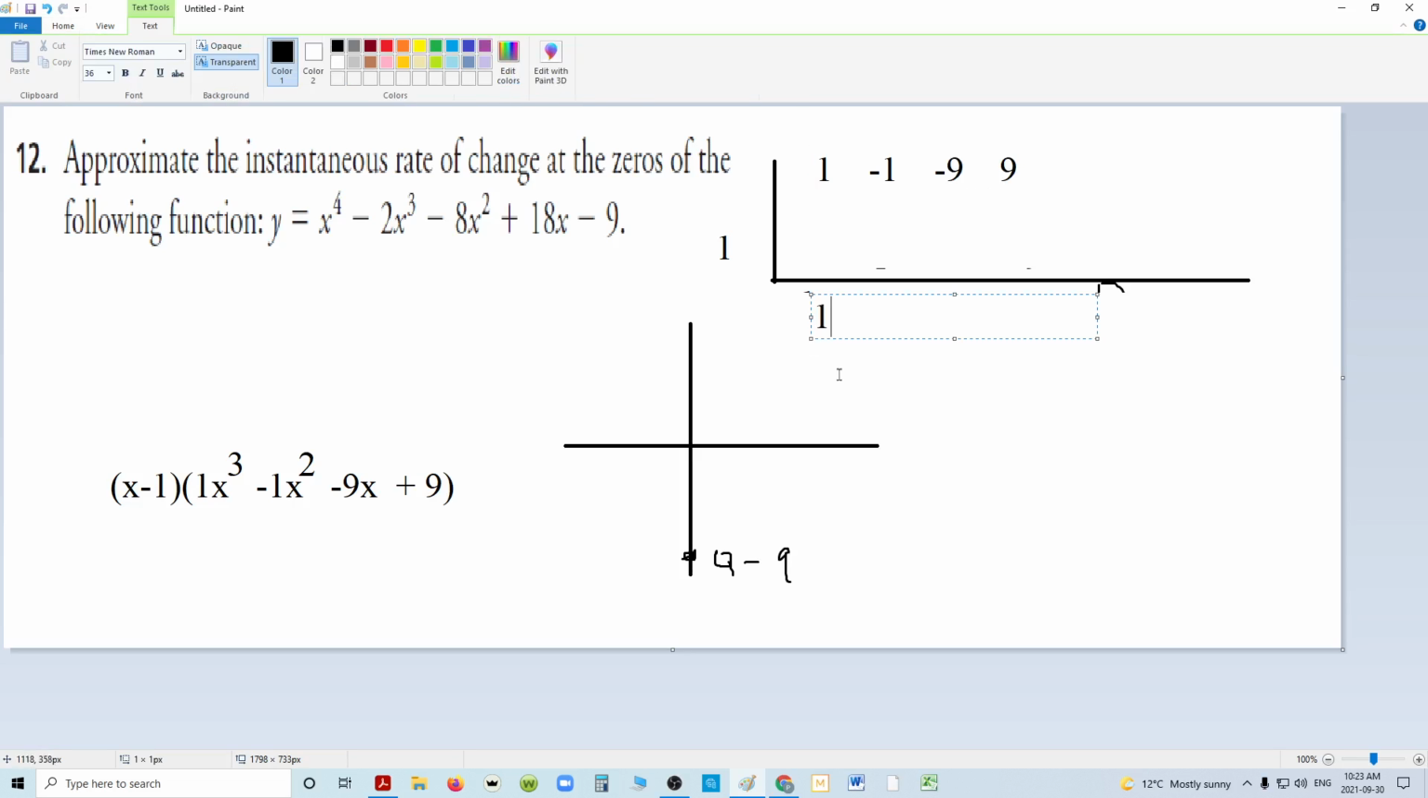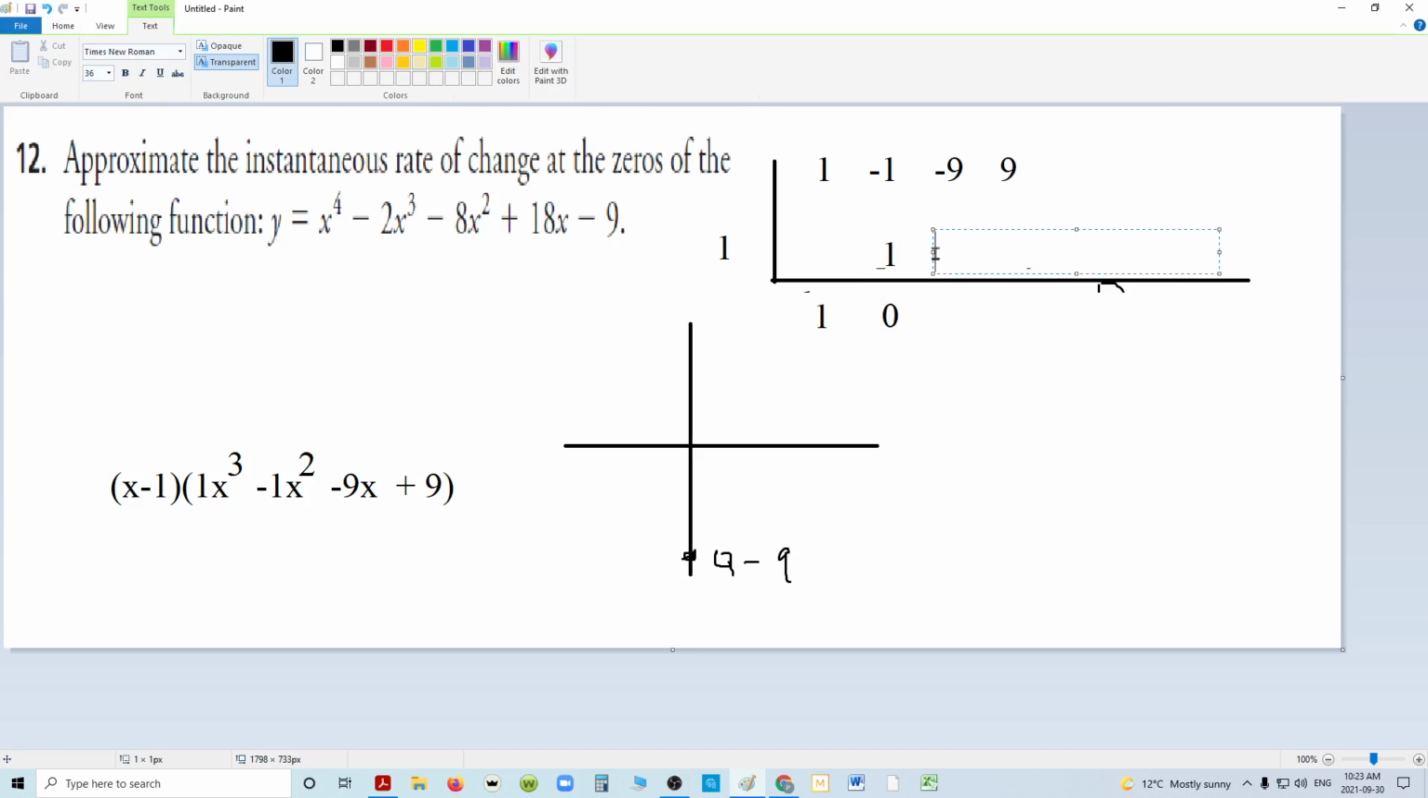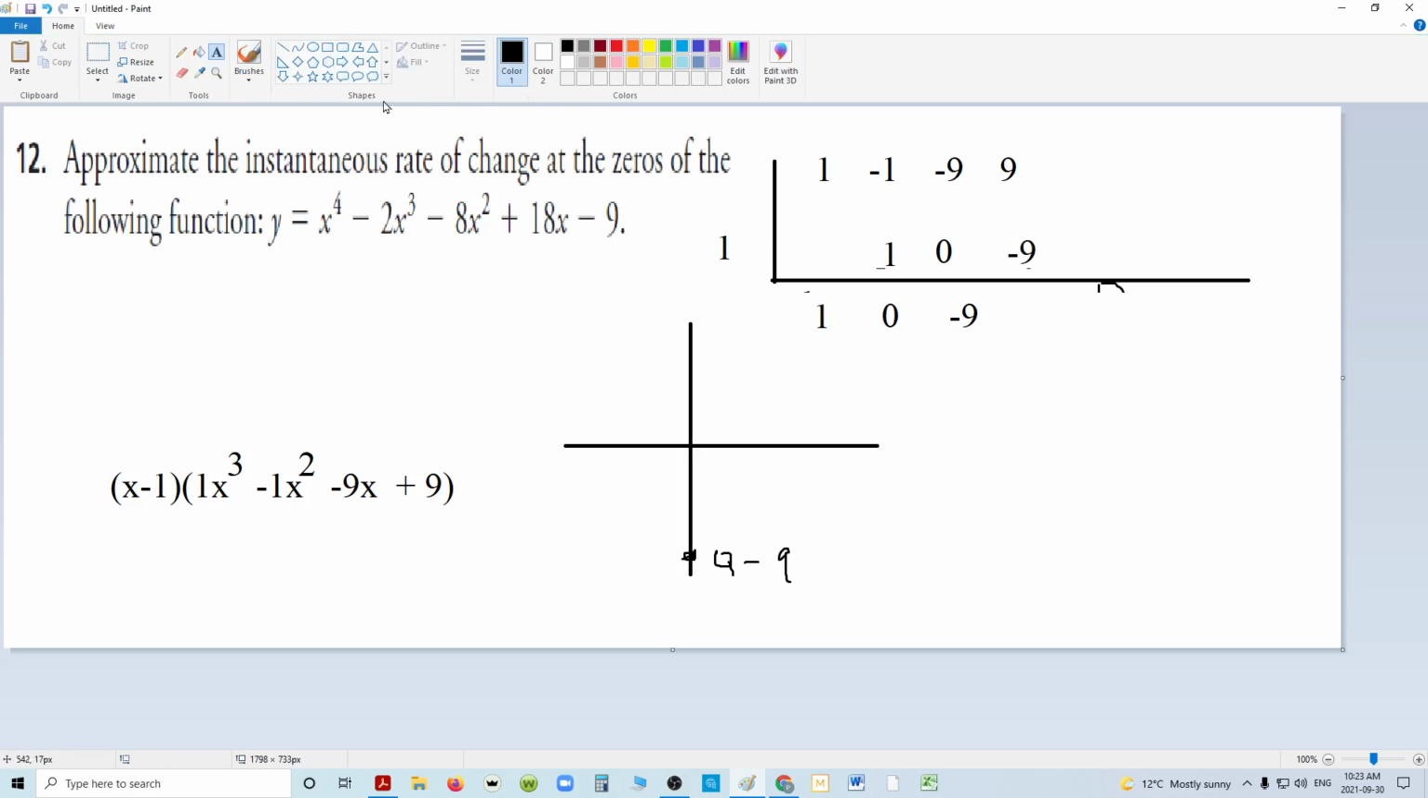If I drop the 1, multiply by 1, I'm left with 1. I get a 0. Multiply it by 1, I get a 0. Minus 9. And look at this. Multiply it by 1, I get minus 9. Add positive 9 to minus 9, I get a 0. So I can see that x minus 1 is indeed a factor twice. Great. What am I left with?